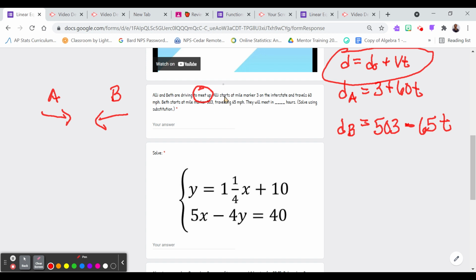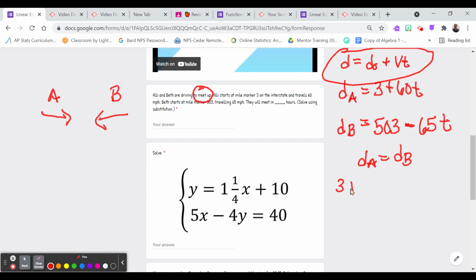Meet up is also one more important piece of information. When they meet up, they're going to be at the same place, right? So when they meet up, dA is going to be equal to dB. They're going to be at the same distance, wherever that is. And they said solve using substitution. Well, since these two are the same, in place of dB for the second equation, I could replace it with dA. So I could set these two equal to each other.